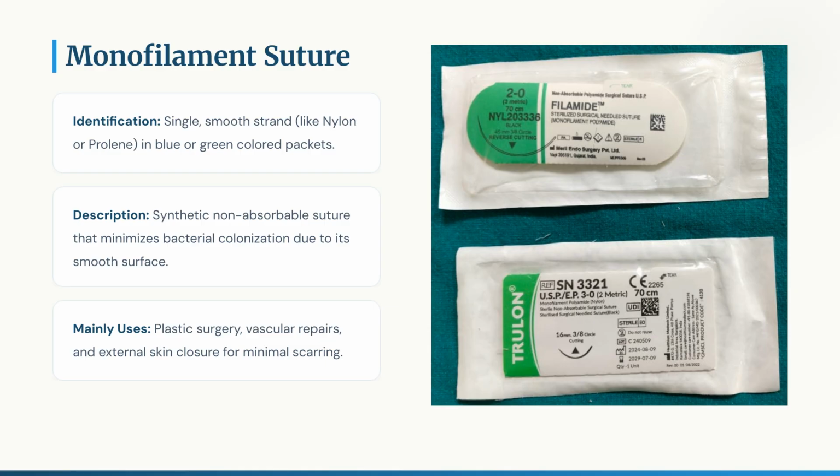Monofilament suture, such as nylon or Prolene, is a smooth, synthetic, non-absorbable suture. It is preferred for plastic surgery, vascular repairs, and external skin closure to minimize scarring.